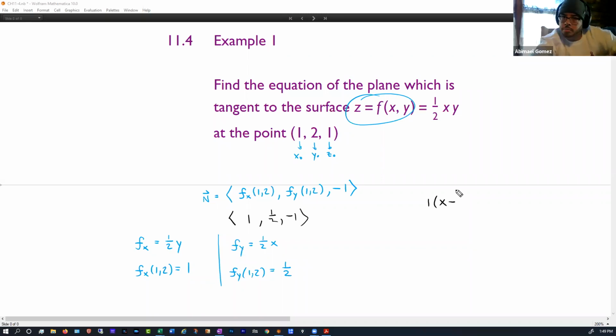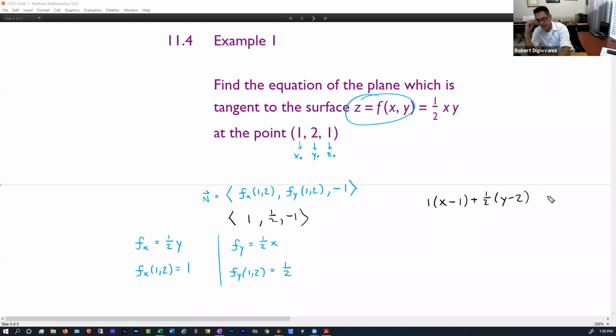That comes from the point we're looking at. So it's 1. 1, okay. And then now we have plus 1/2 times 1, 2y minus 2, sorry, minus 2. Okay, good. And then we're almost there. This last piece is always -1, and then z minus 1, there you go, equals 0. And that's it. That's the equation of the plane.